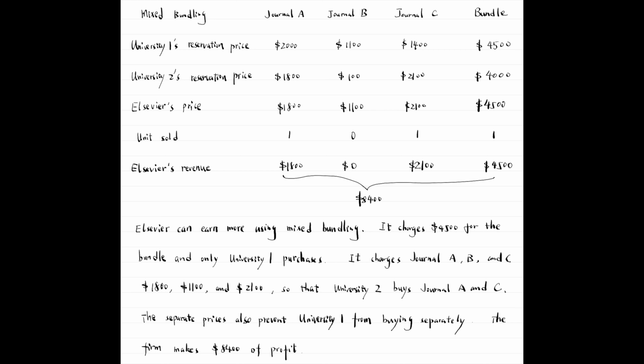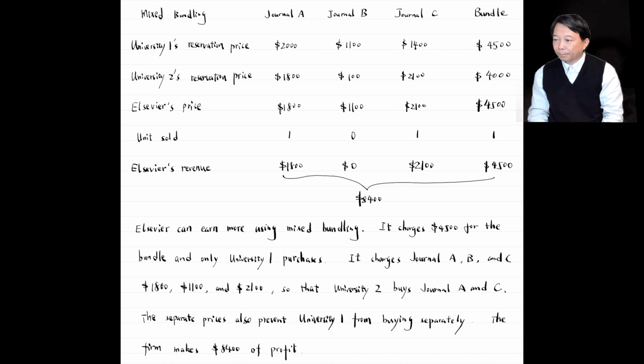It charges $4,500 for the bundle and only University 1 purchases. It charges Journal A, B, C $1,800, $1,100, and $2,100, so that University 2 buys Journal A and C. The separate prices also prevent University 1 from buying separately. The firm makes $8,400 of profit.